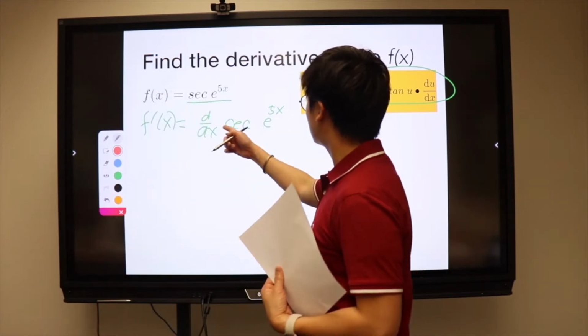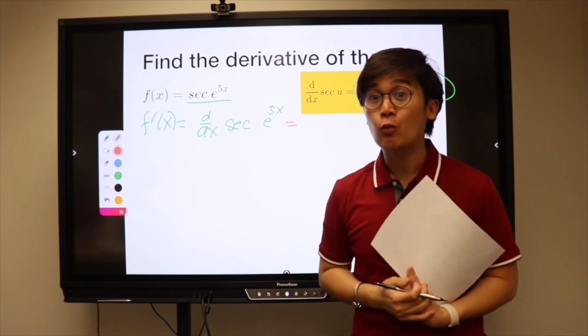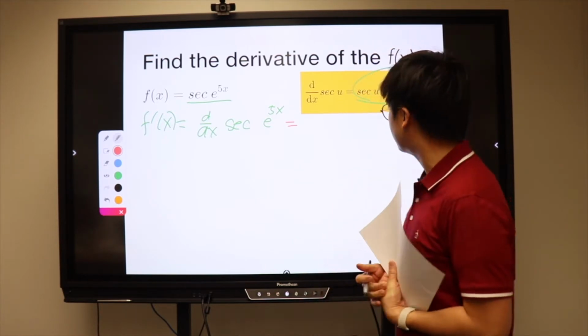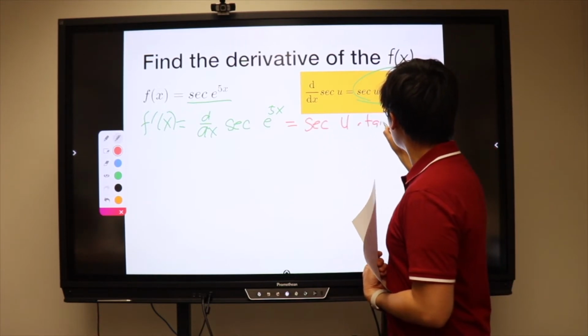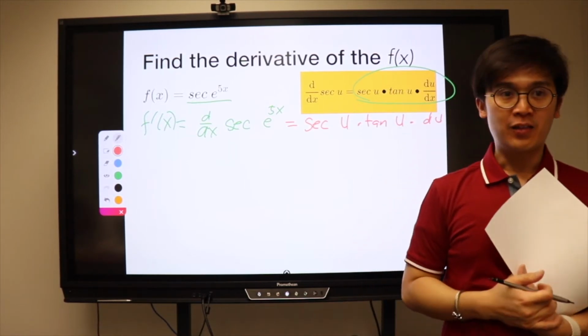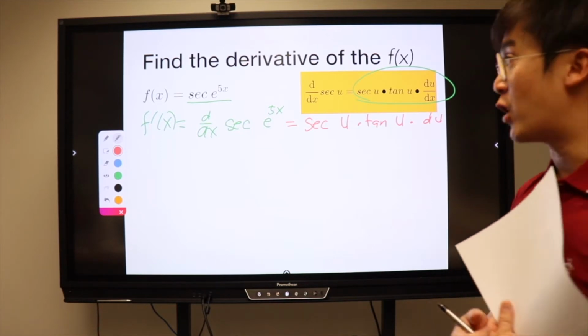So, since we're trying to find the derivative of secant e to the 5x, let's write down what the format of our answer should look like. Secant u times tangent u times du. Those are the things that we're going to produce. What's the easiest to produce in that formula?